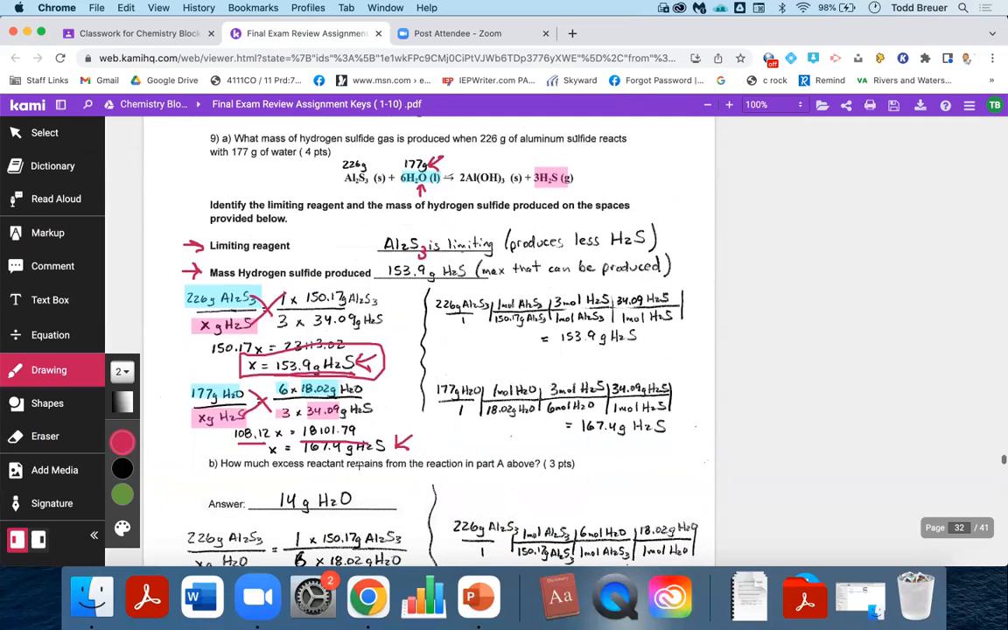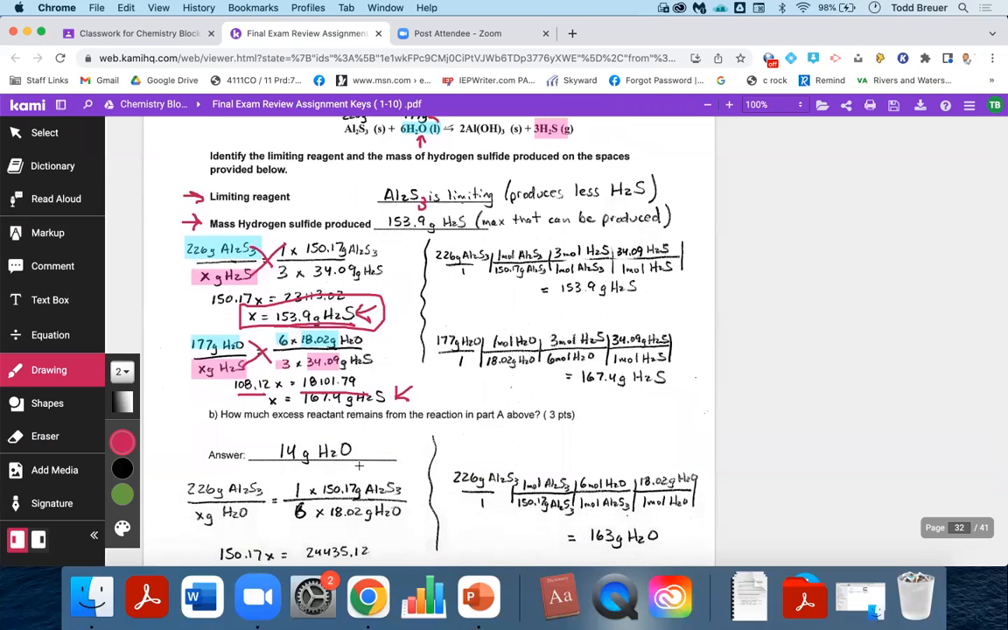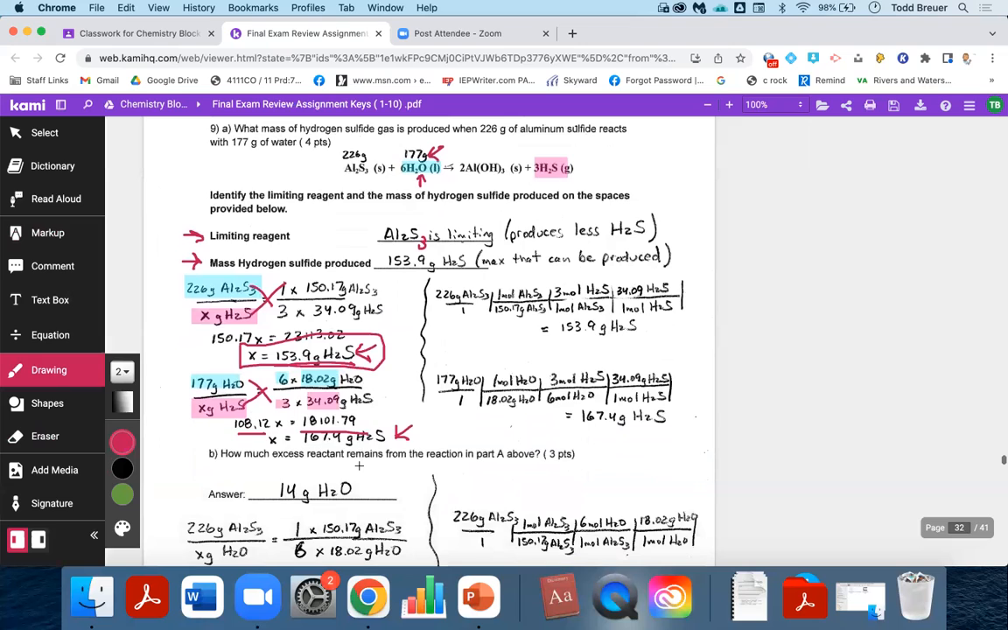So the last part, part B, says how much excess reactant remains. So that's really just another Stoic problem. You start with what you know to be the limiting. We already determined limiting is Al2S3, and you turn that into the amount of the other reactant, water. So aluminum sulfide is going to run out.